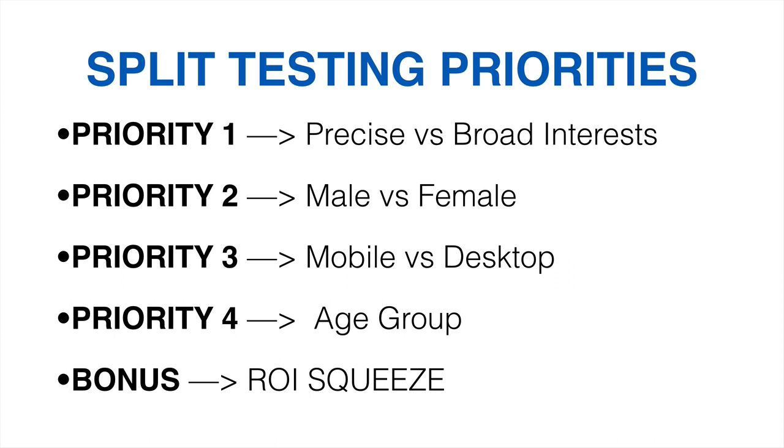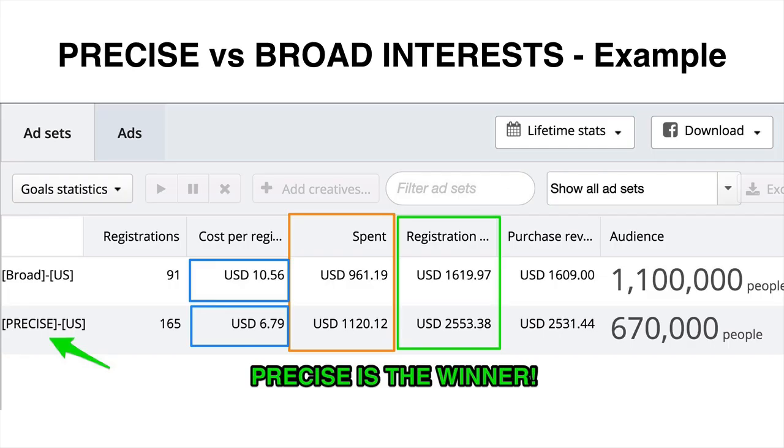And then we're going to talk about a bonus ROI squeeze. All right, now this is just getting nitty gritty because it's fun. And I'm going to show you something really cool. So first, let's talk about split testing your ad campaigns in priority 1. That is precise interests versus broad interests. And just so you know, an interest is a keyword.